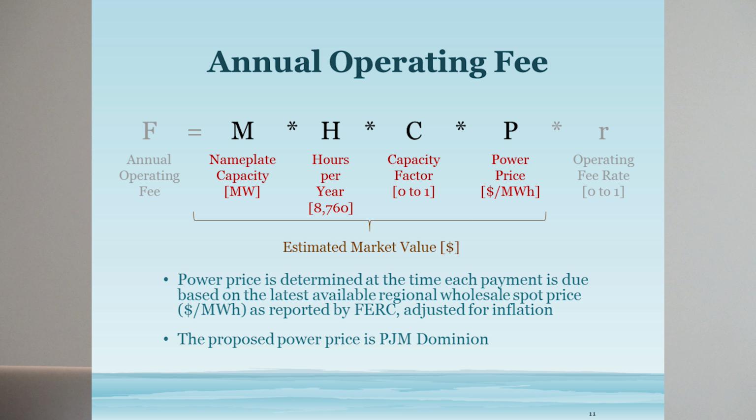The 4th term here, adding that in, we get the estimated market value of the electricity. For this particular power price, we use something that's publicly available, an index, and reflects regional or market conditions. And what we've identified here in the PSN for a proposed power price for this particular lease area is a PJM Dominion hub.